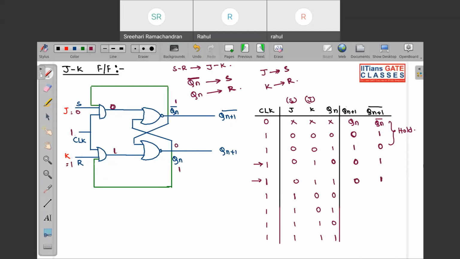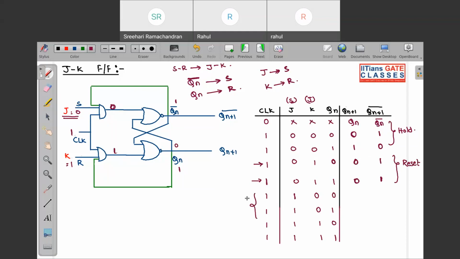Tell me if this is clear or not. Is this clear? Yes, sir. Basically, J corresponds to S, K corresponds to R. So you haven't changed J in both the cases. J corresponds to S, so in both the cases, set input is 0. Set input is 0 means reset input should be high. You can see K input is 1 in both the cases, so we are getting the condition of reset only. This is reset. Complemented output is 1 and normal output is 0. So this is reset.